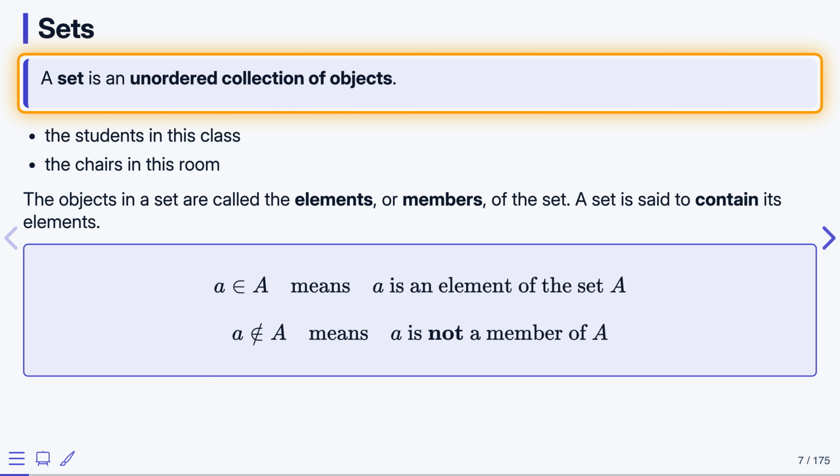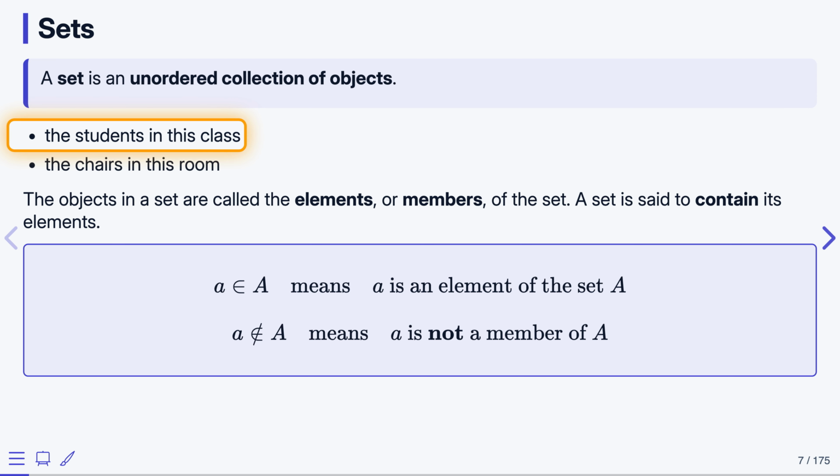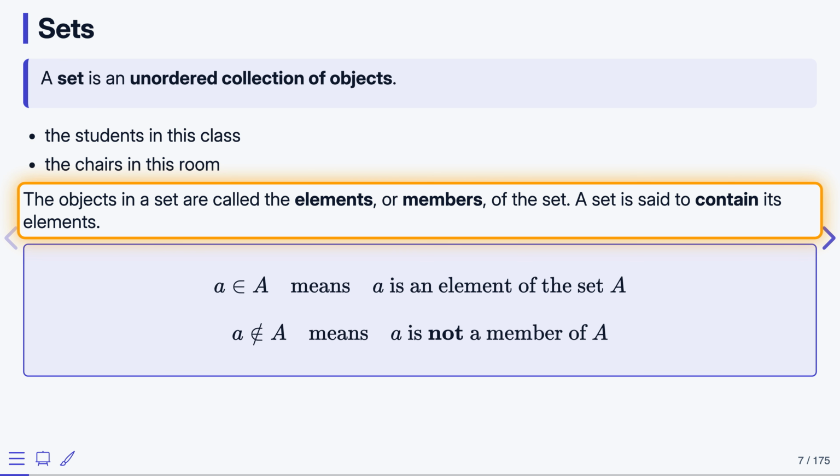Now the definition. A set is an unordered collection of objects. Unordered means the order does not matter. For example, the students in this class form a set, and the chairs in this room form another set. The objects inside a set are called its elements. They are also called its members. Both words mean the same thing, and we say a set contains its elements.